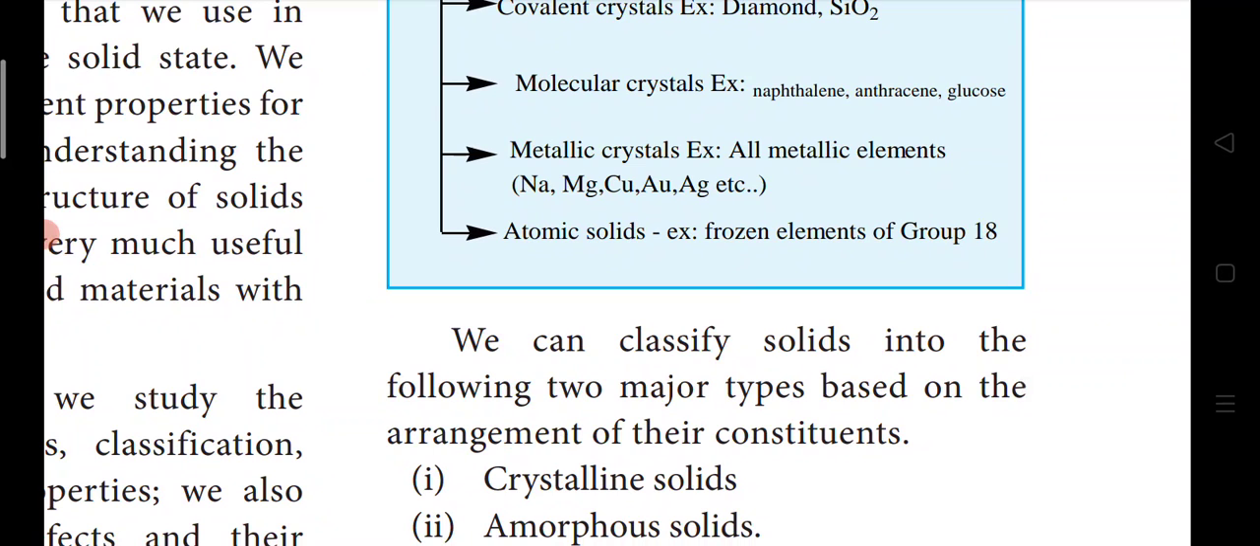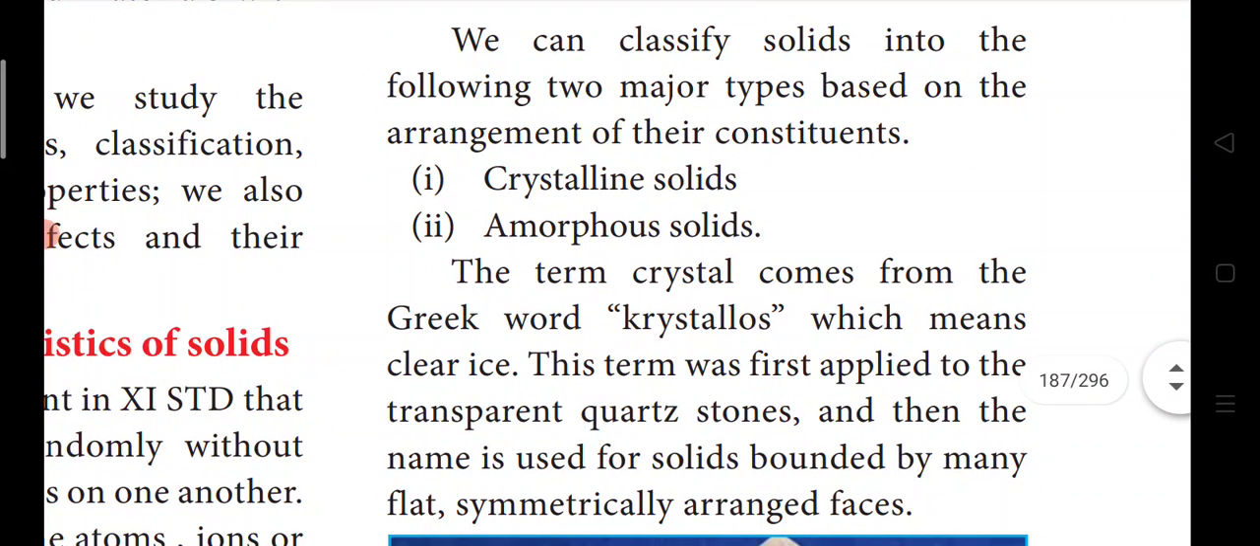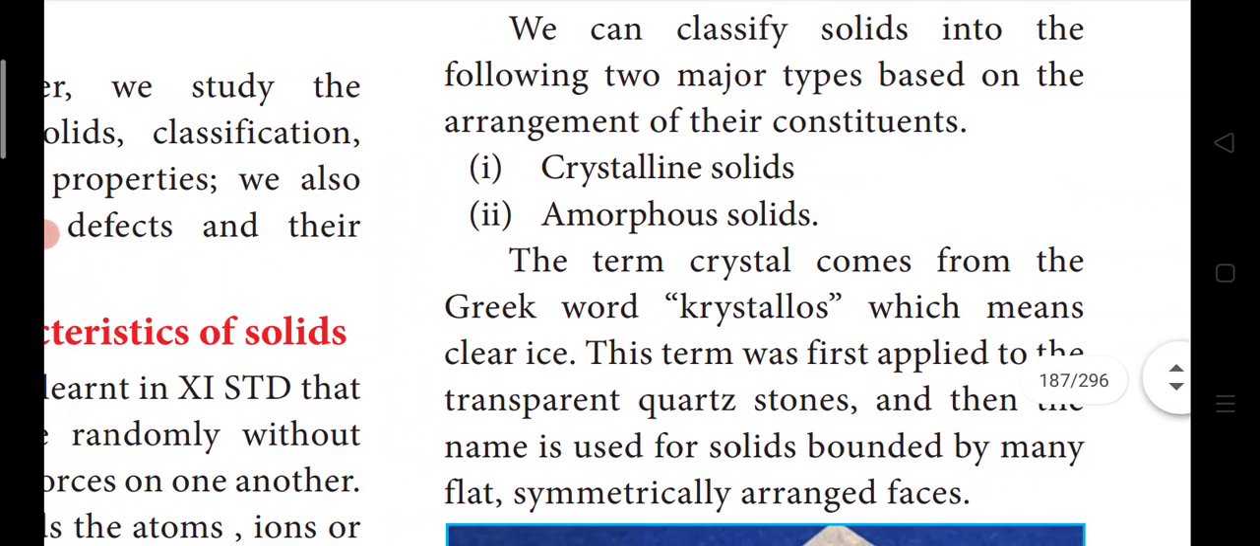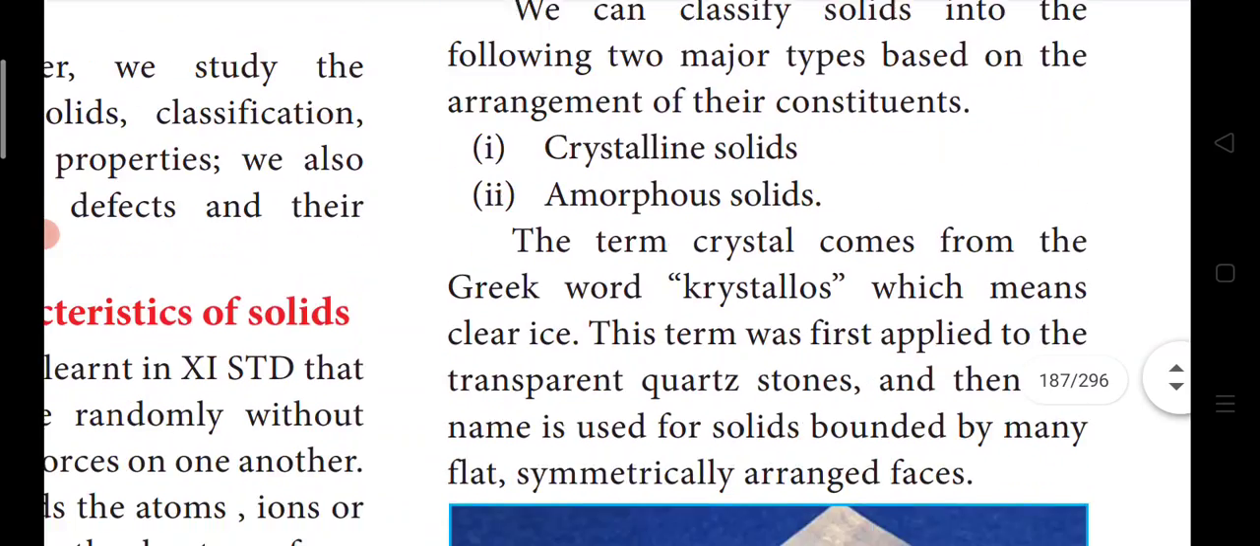So we can classify these solids into two major types based on the arrangement of their constituents. From this part, the general characteristics of solids could be asked in 2 marks, and that flow chart, this classification, could be asked in 2 marks.